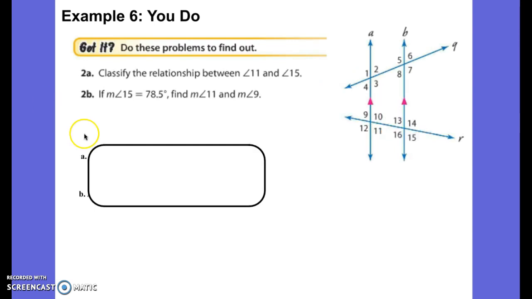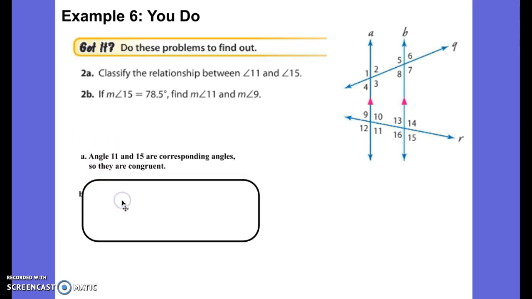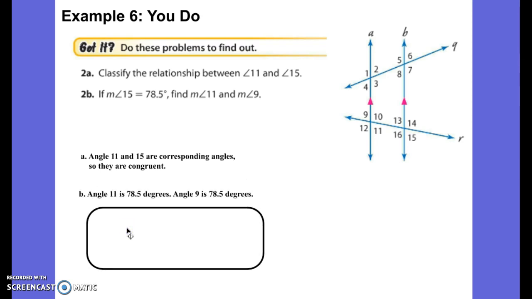Looking between 11 and 15, pause the video and do these. When you come back, we'll give you the answers. Looking at A, you should have said that angle 11 and 15 are corresponding, so they're congruent. For B, you should have said angle 11 is 78.5, so angle 9 is also 78.5.